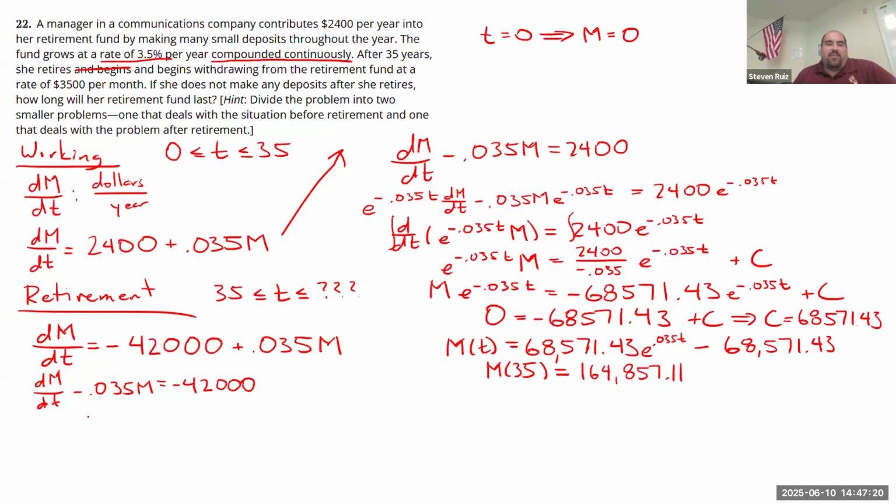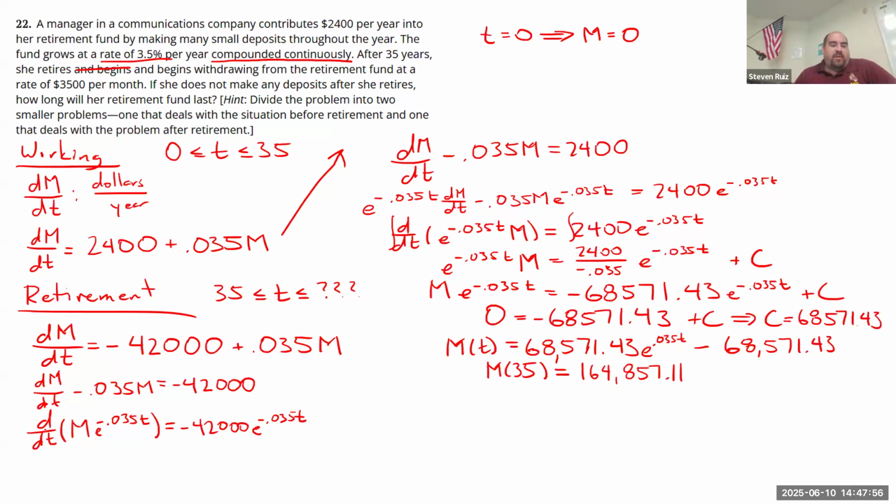Can I rely on anything I just learned to help me here? The integrating factor is going to be exactly the same, which means the left-hand side is going to be d/dt of m times e to the negative 0.035 t. I needed to multiply the right-hand side by e to the negative 0.035 t as well, so negative 42,000 times e to the negative 0.035 t. And I think from here I should probably resume.